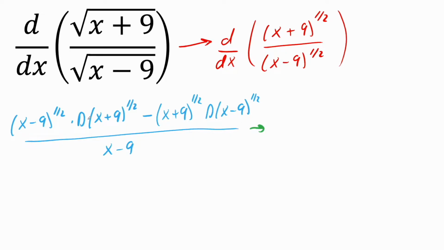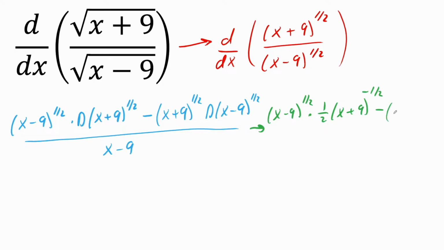So now let's go ahead and apply the derivative. We have (x - 9) raised to 1/2. The derivative of this piece, we bring the 1/2 to the front, so we have 1/2 (x + 9). We do 1 less, so 1/2 minus 1 is negative 1/2. Then we take the derivative of the inside piece. The derivative of x is 1, and the derivative of 9 is 0. So we get times 1, which doesn't change anything. Minus, now we do this piece.